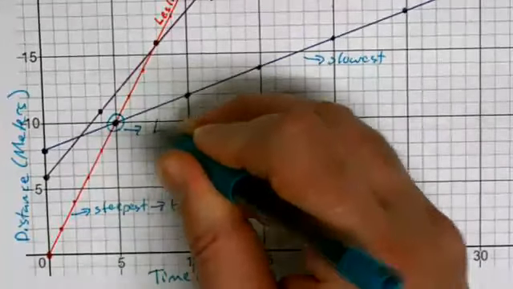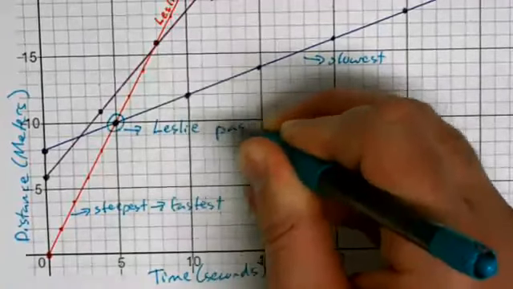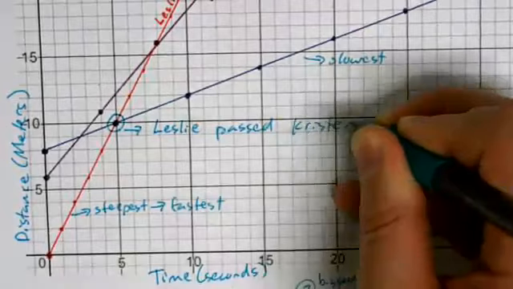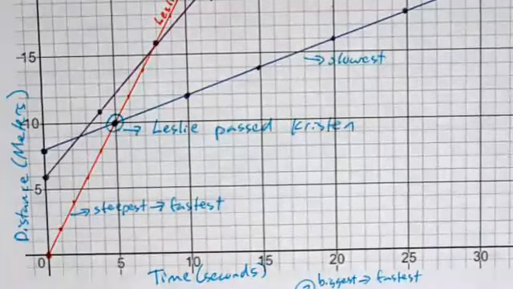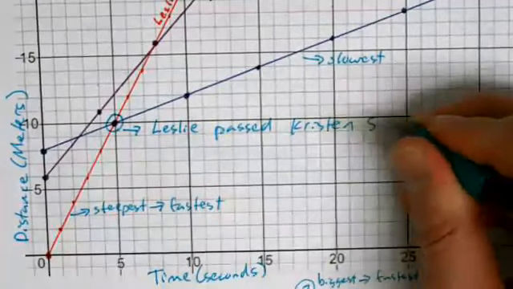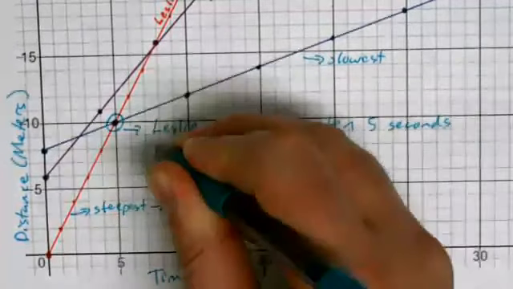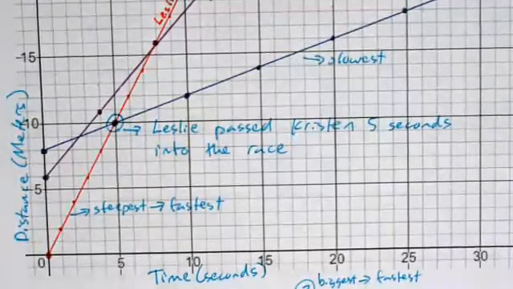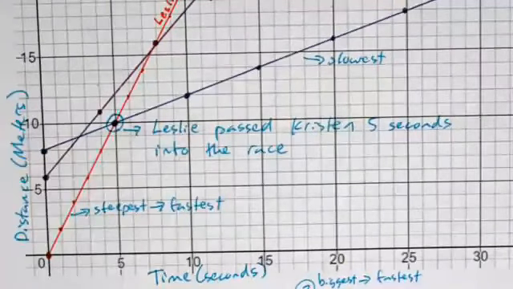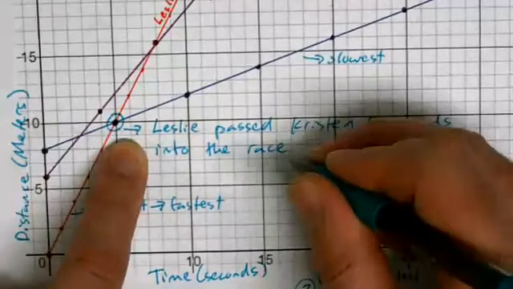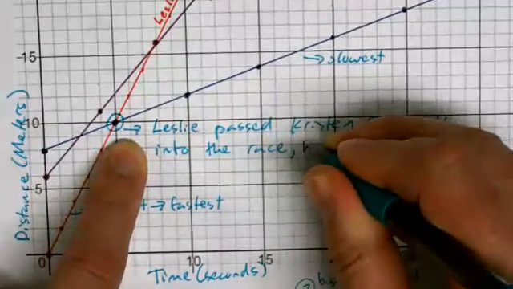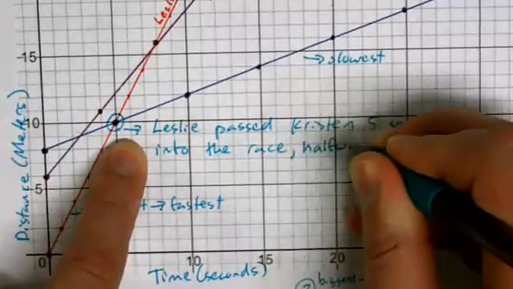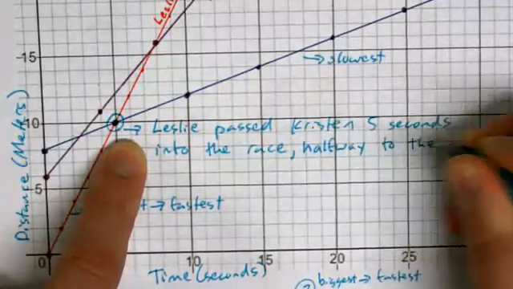Let's make ourselves a note here. Leslie passed Kristen. How many seconds into the race did that happen? It happened 5 seconds into the race. How far were they from the starting line when that happened? They were 10 meters away from the start line. Ooh, I like that. Halfway through the race. Halfway to the finish line.